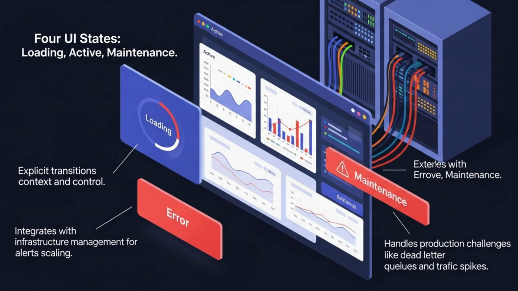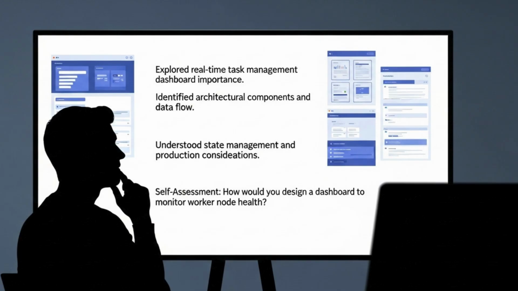This dashboard isn't an isolated tool. It integrates seamlessly with broader infrastructure management. Task metrics feed into alerting systems, performance data influences auto-scaling decisions, and historical patterns inform capacity planning. In a real-world production context, your dashboard will face scenarios like dead letter queues filling up, worker nodes becoming unresponsive, or traffic spikes overwhelming processing capacity. It needs to surface these issues clearly and provide immediate remediation paths. The interface you're building mirrors what site reliability engineers use daily to manage systems processing billions of transactions.